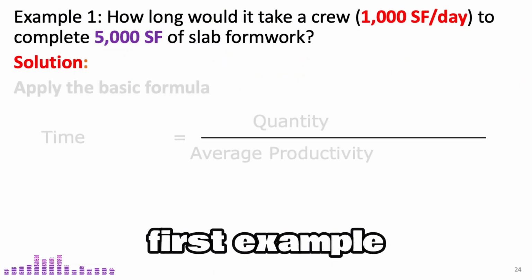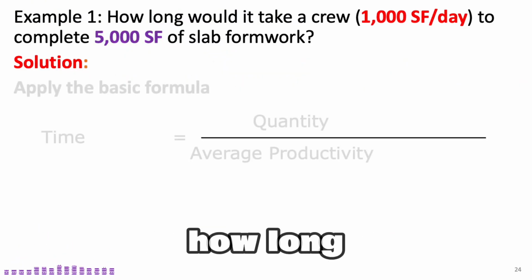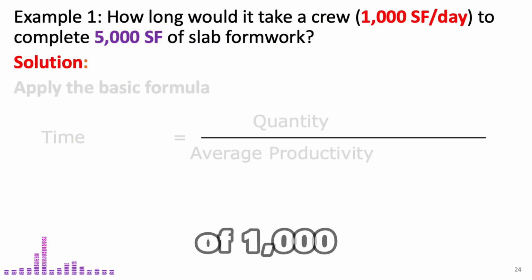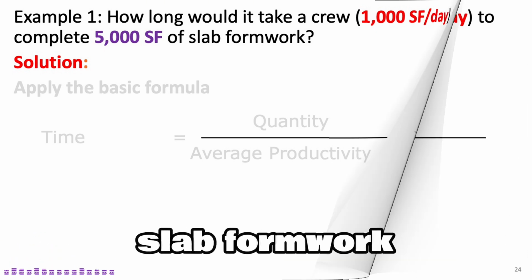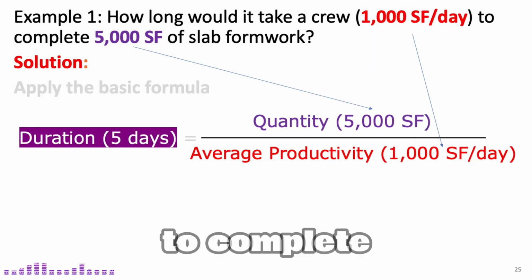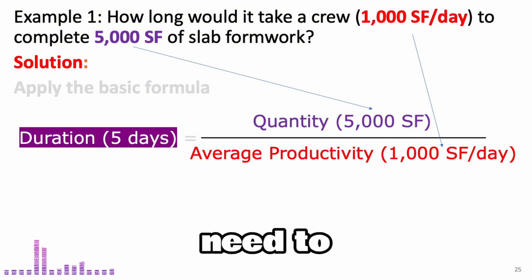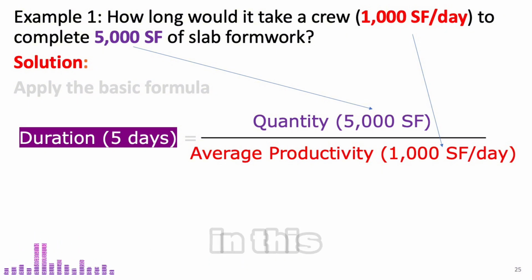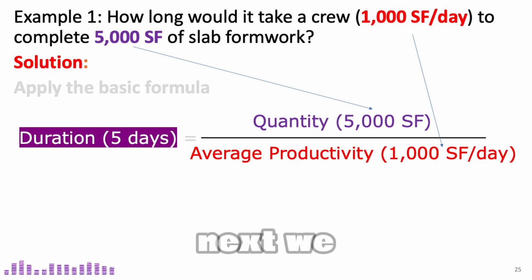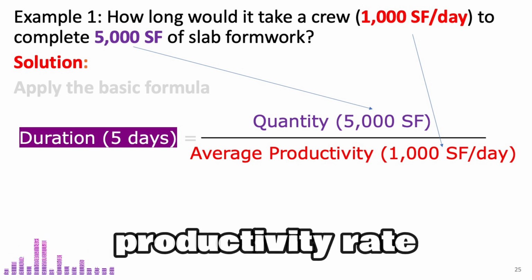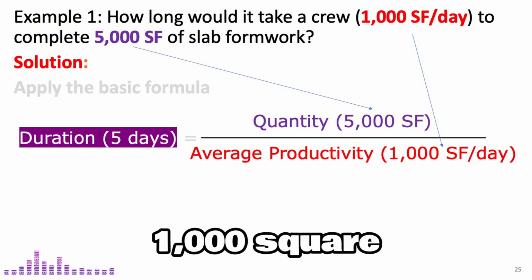In this first example, you need to answer the question: how long would it take a crew with a productivity rate of 1,000 square feet per day to complete 5,000 square feet of slab formwork? To estimate how long it will take for the crew to complete the slab formwork, we need to find the total work that needs to be done. In this case, the total slab formwork area is 5,000 square feet. Next, we look at the crew's productivity rate. The crew can complete 1,000 square feet per day.